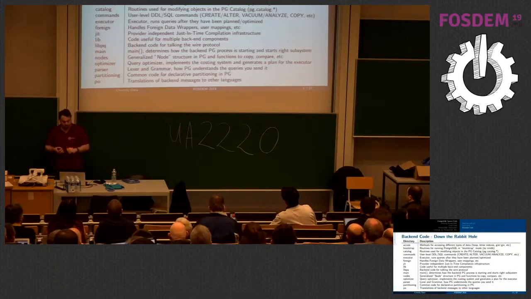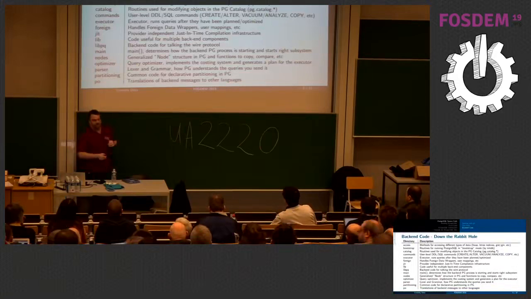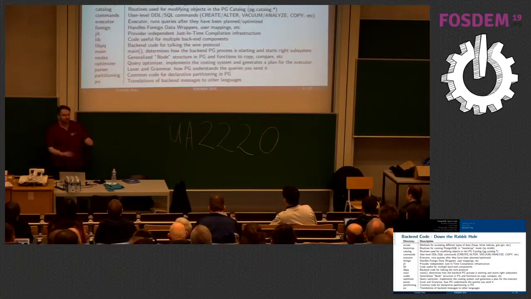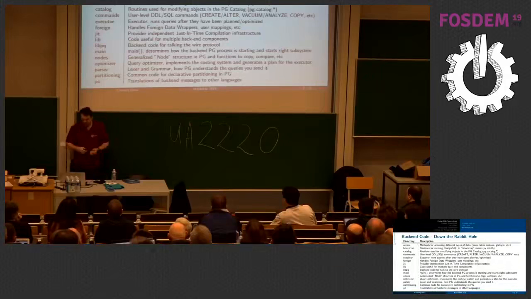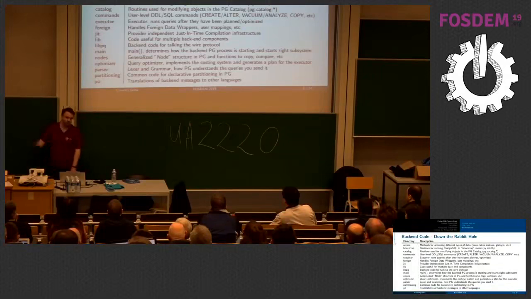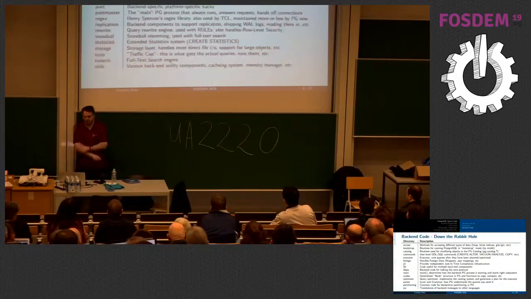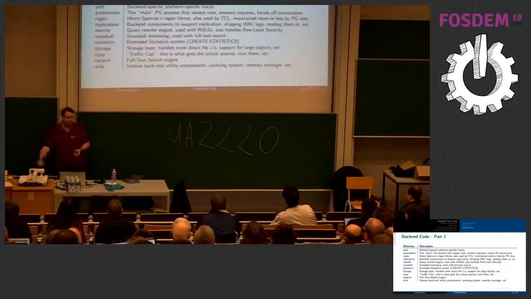And then we have partitioning. This is native partitioning. So Postgres now has something called native or declarative partitioning, right? We used to have the inheritance system. Now we have native partitioning, and this is where that code lives. PO is just translations. So if you're interested in doing translation work, that's where you would go to check out our translation system. So Postgres is actually translated into multiple different major languages, which is pretty neat.